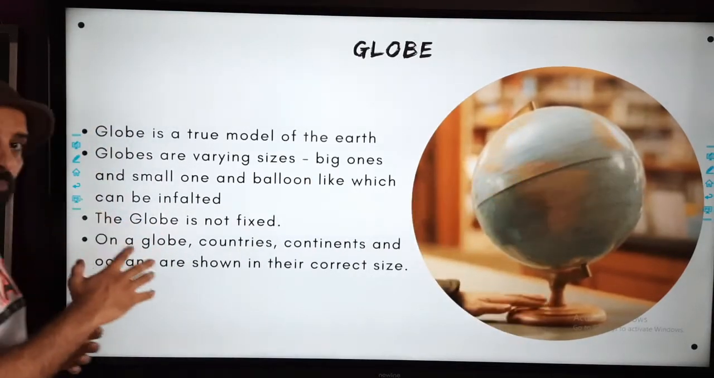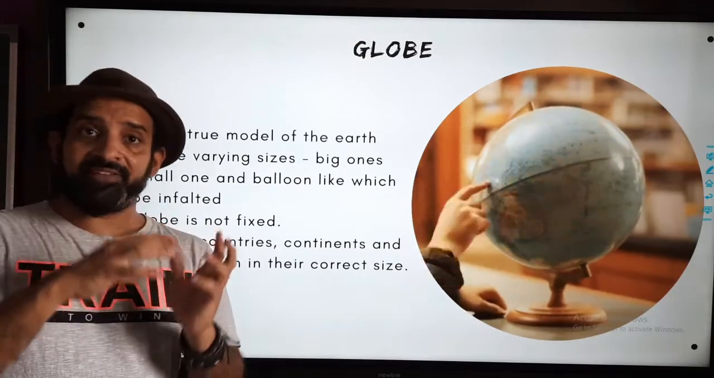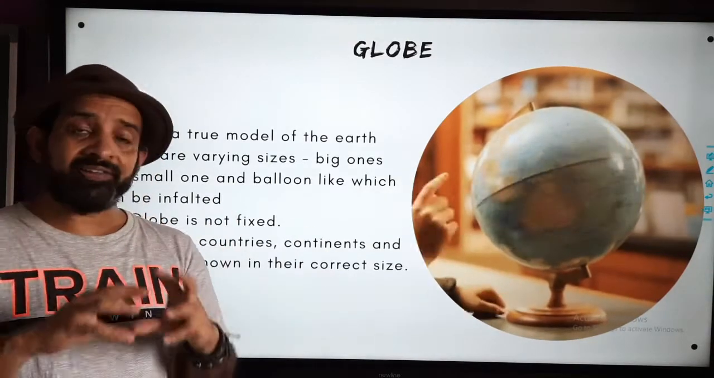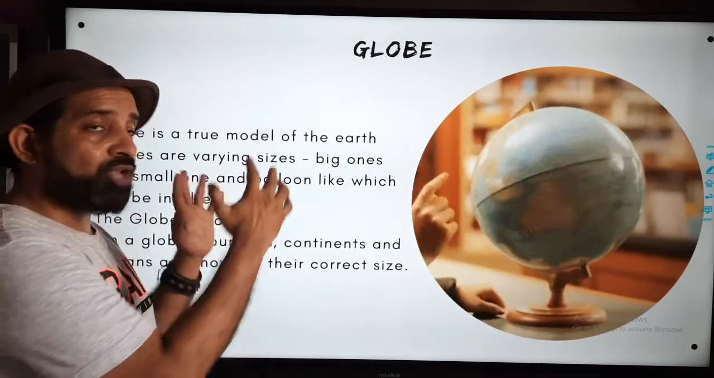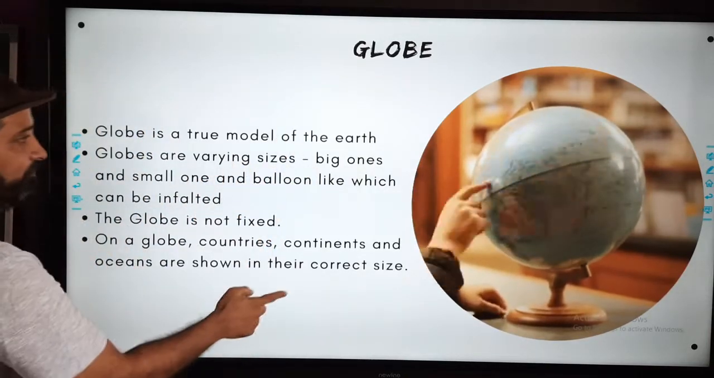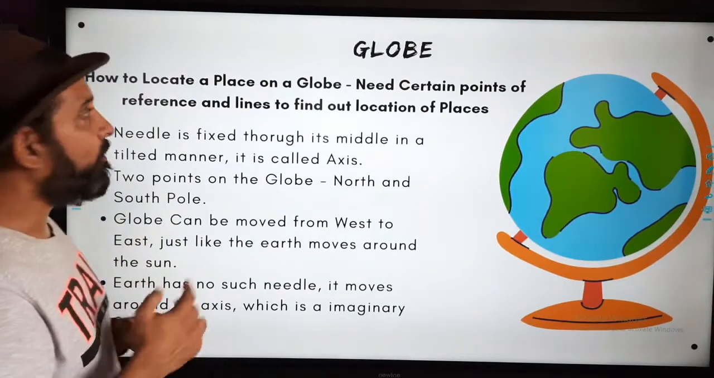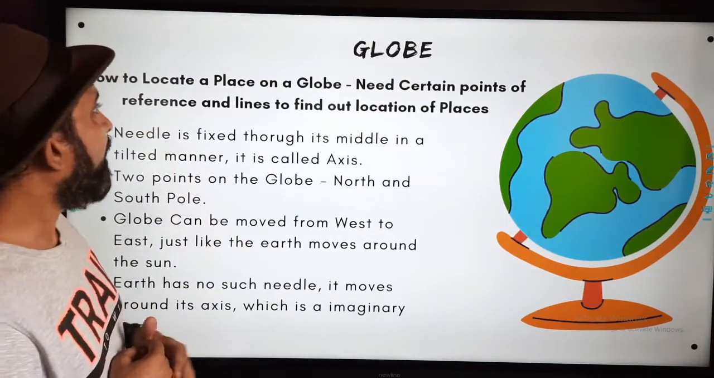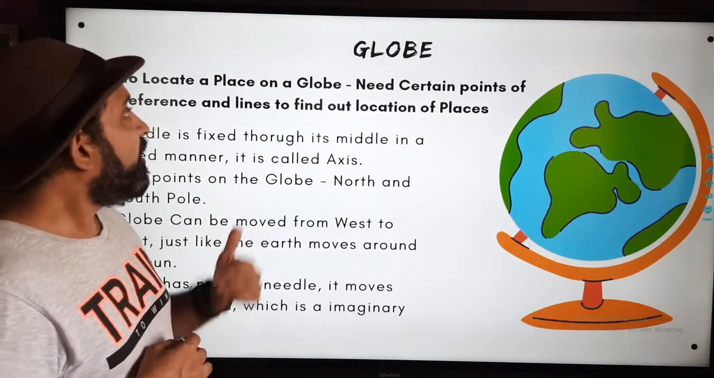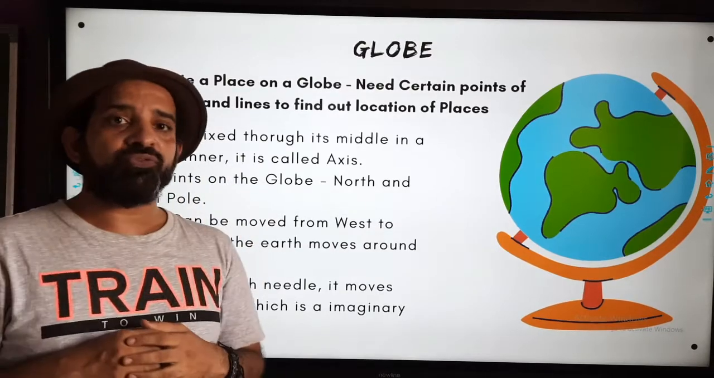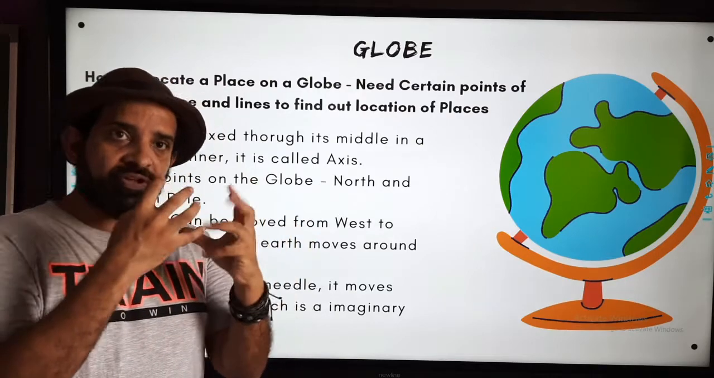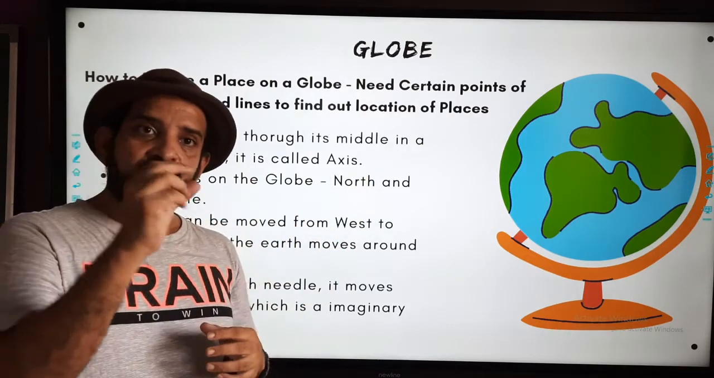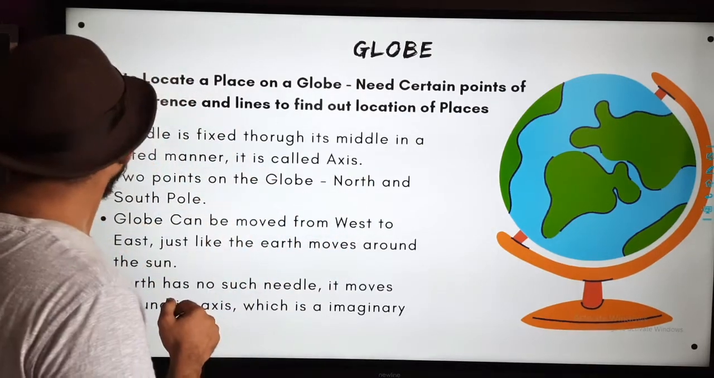On a globe, countries' sizes, continents' sizes, ocean sizes are accurately mentioned in their proper dimension, depending upon how big the globe is. So let's understand more about globe. How to locate a place on a globe? You need certain points of reference and lines to find out the exact location of places.